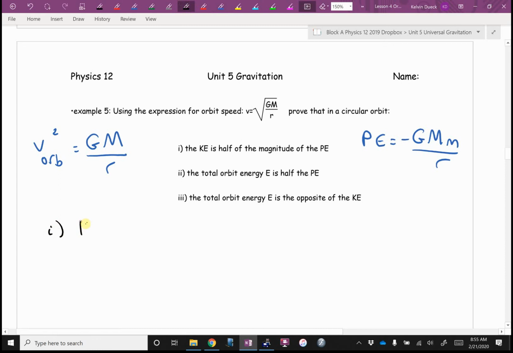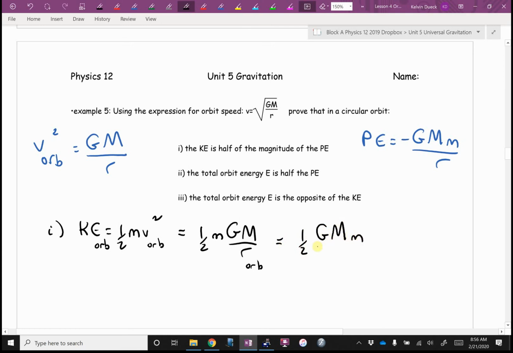Sam, what's our equation for kinetic energy? Since day one, physics 11, a half? Yeah. So, Sam, kinetic energy in orbit would be a half m v orb squared. Fair enough? What's v orb squared? So I can write this as a half m big G big M over R orb. I'm going to just change the order: a half, big G, big M, little m, over R.